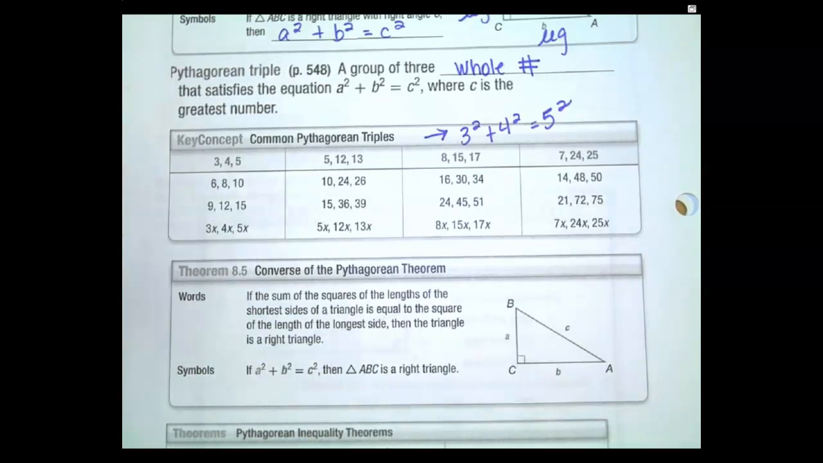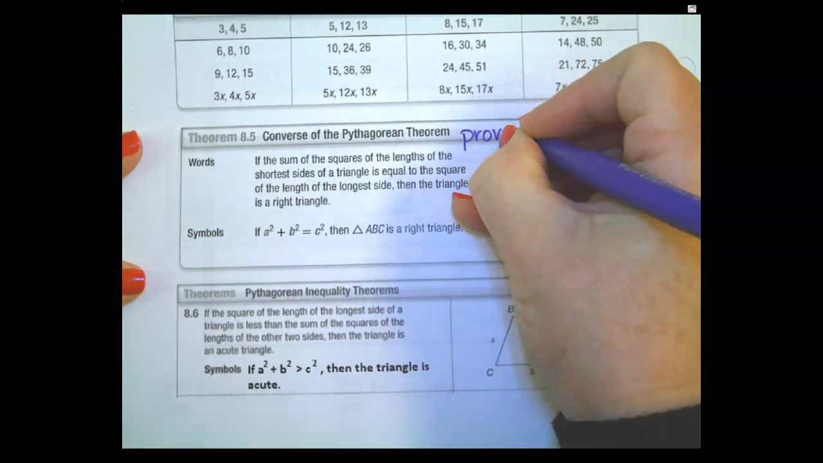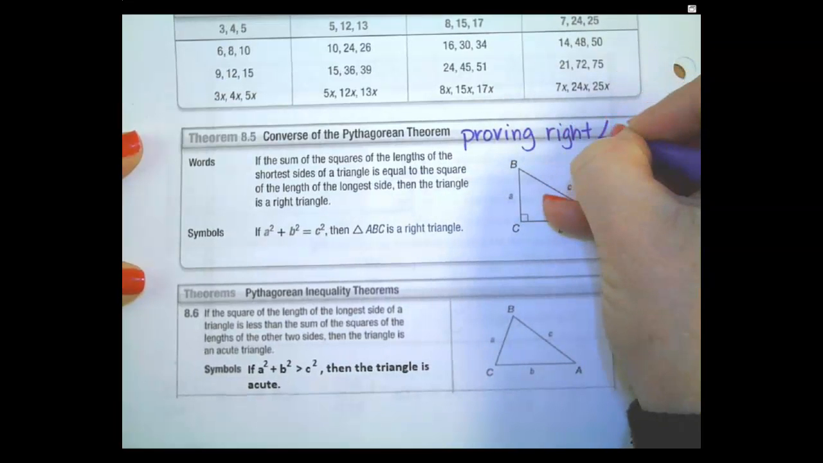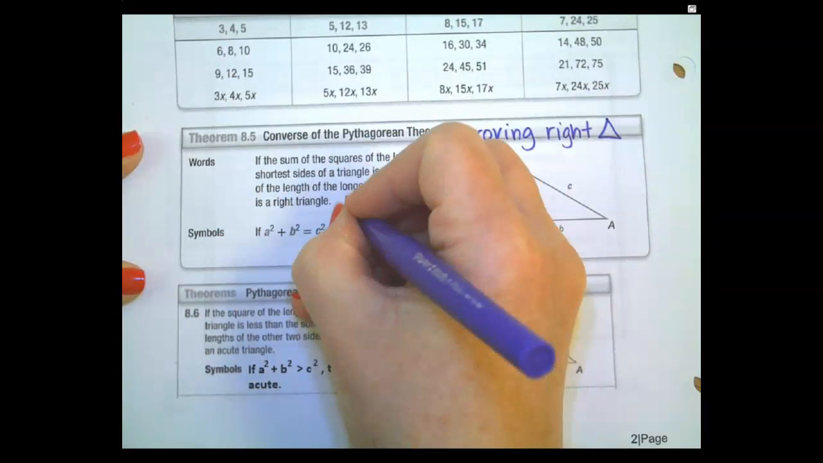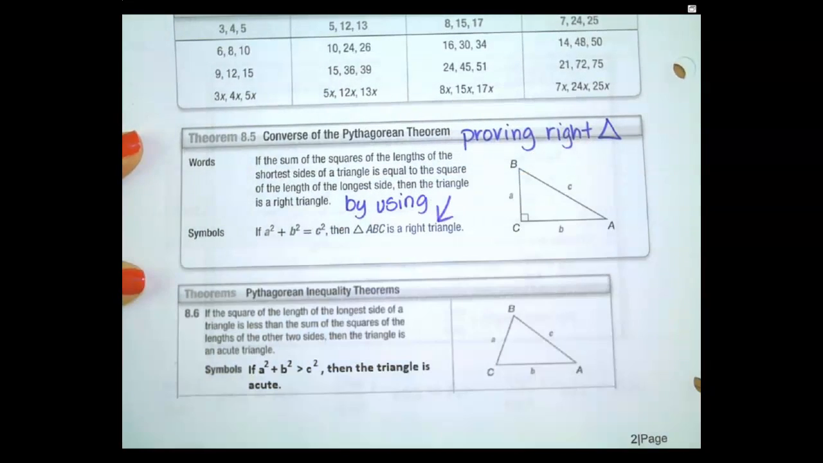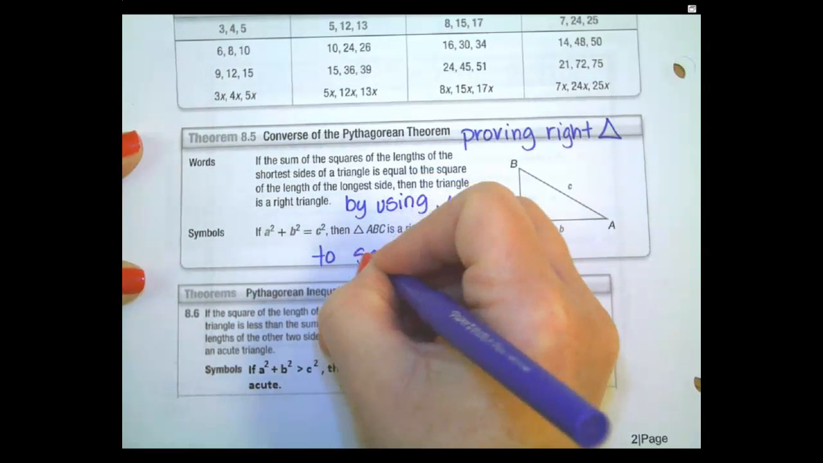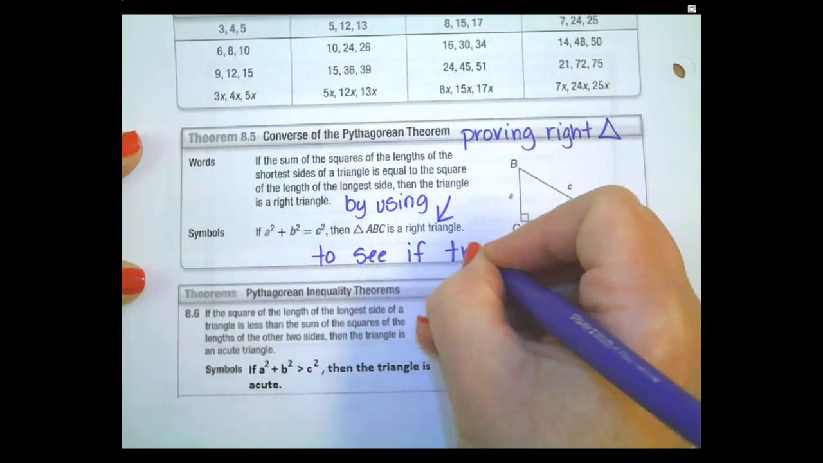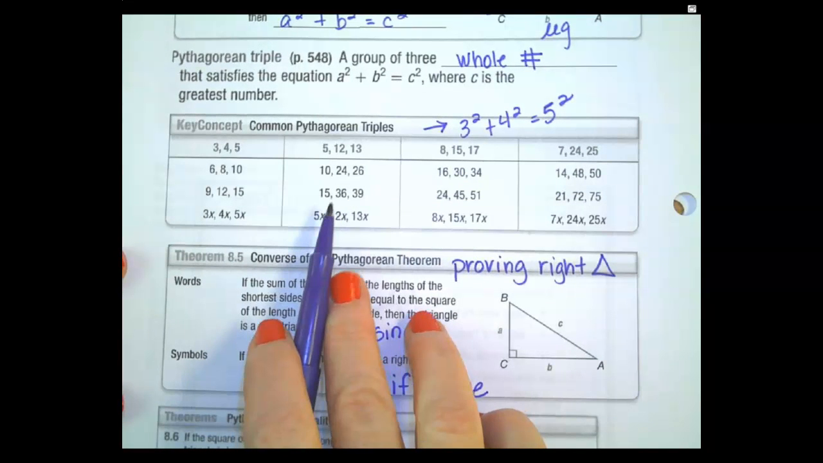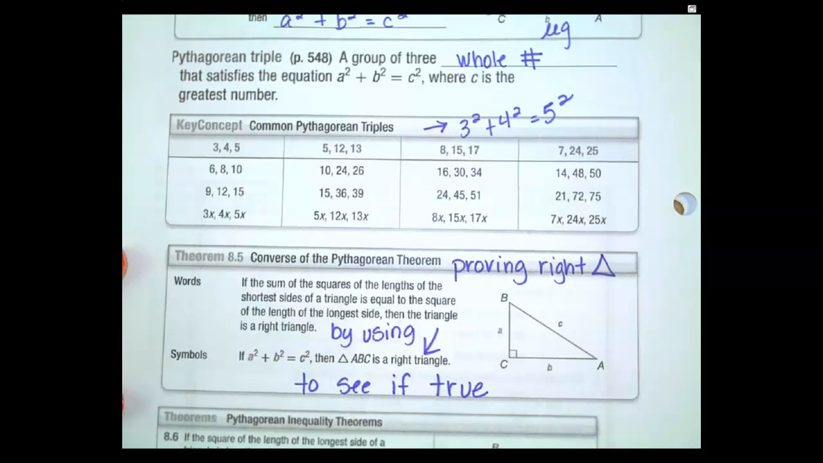The converse of that is proving a right triangle by using the Pythagorean theorem to see if it is true. That's how you know it's a right triangle. So if you would do these, like 15 squared plus 36 squared is equal to 39 squared. So that's what we're talking about.